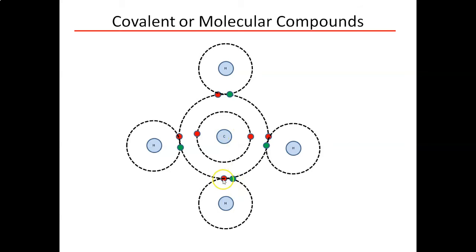So if we have 4 hydrogen atoms come and each share their electron with the carbon, then carbon ends up with 1, 2, 3, 4, 5, 6, 7, 8 electrons, and it fills its valence orbit. Each of these hydrogen atoms has its own electron plus 1 shared from the carbon, and so they each have 2. That gives them a full first orbit or energy level.